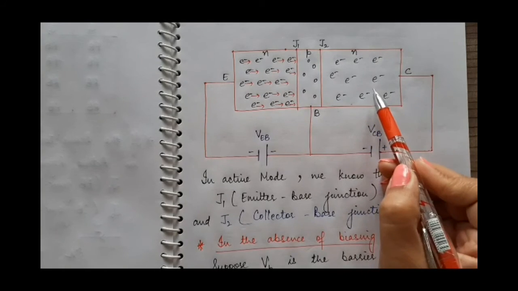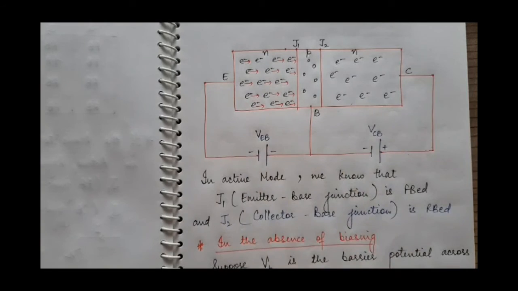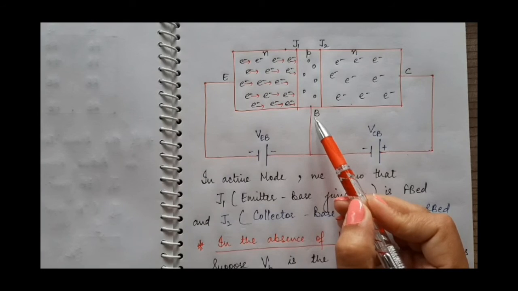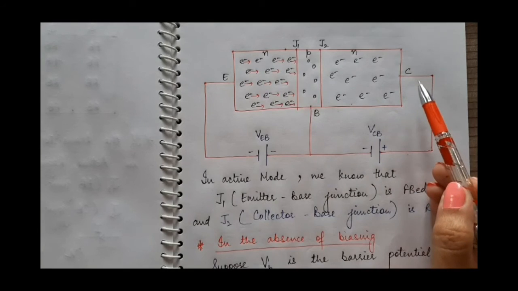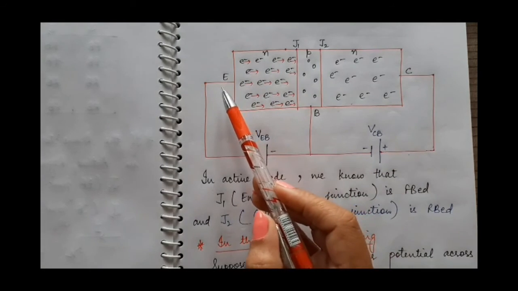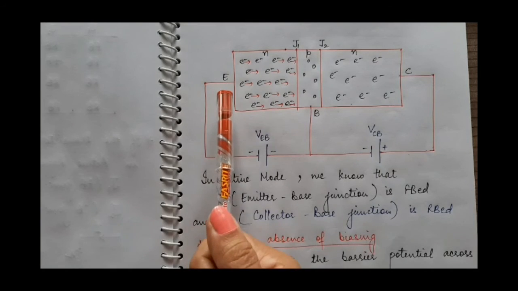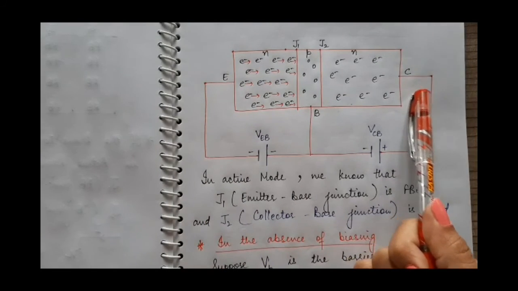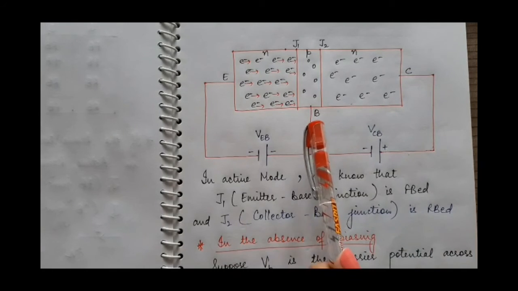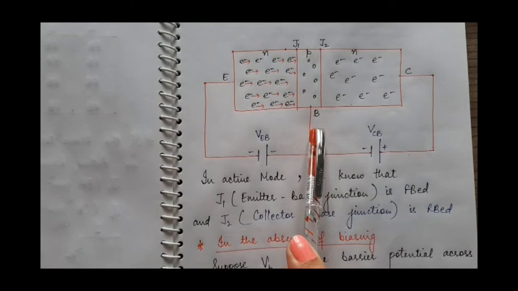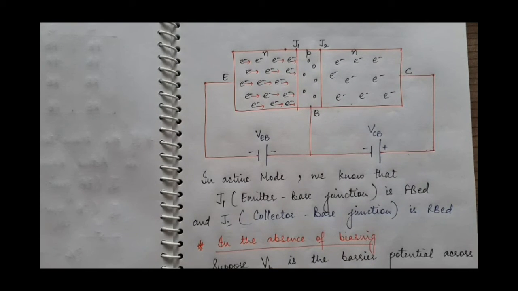It means the collector current is smaller than the emitter current. But as the base current is very small, the collector current is smaller than the emitter current, but the gap or difference is very small. You can say that the emitter current and the collector current are of the order of milliamperes, and the base current is of the order of microamperes, because it is very small because of the lightly doped and very thin base region.